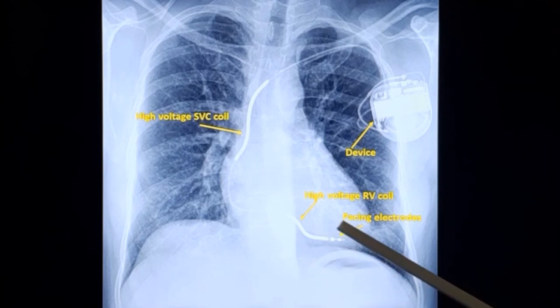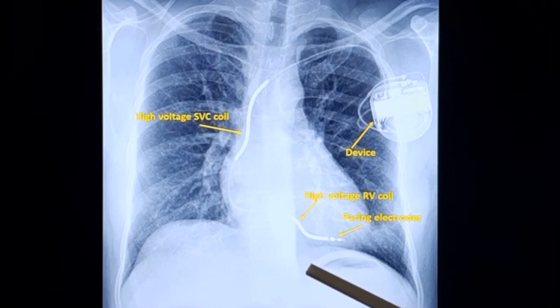Then what is the need of backup pacing? There is something known as post-shock bradycardia. After a defibrillation shock is delivered, most patients will have transient bradycardia. That will be taken care of by the pacing electrodes. If the rate goes below a particular level, this will automatically take over, and ICD always has a backup pacing function.